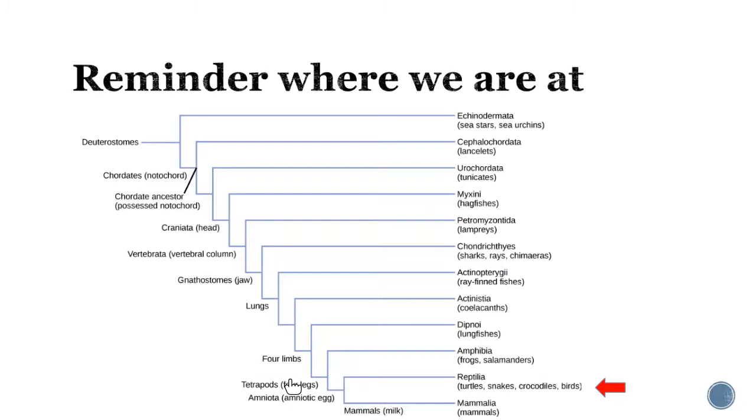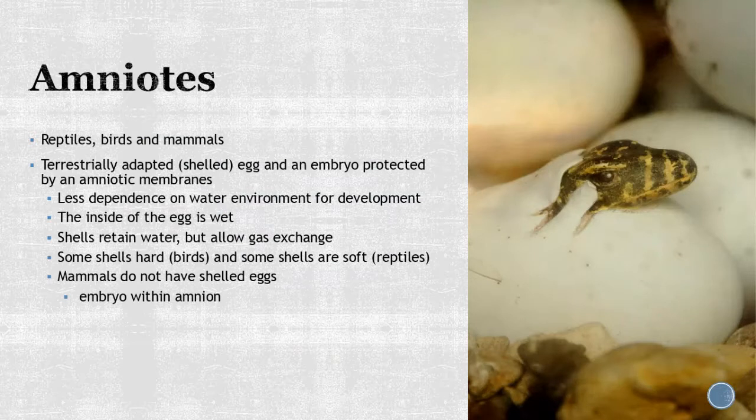Now what we're going to see is we're going to keep the organisms with 4 legs, but we're going to start to see what happens with the eggs. That's going to be a little bit different between each of those. So we're going to talk about this big group right here, Reptilia. So how do we get right here?